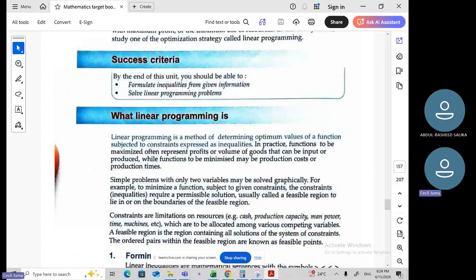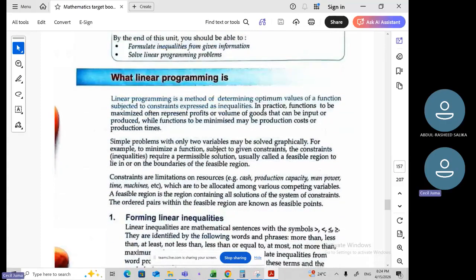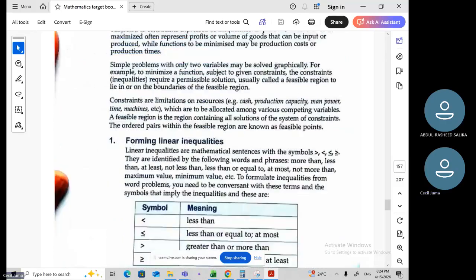So in practice, mostly when you want to optimize, you optimize profits, you can optimize the volume, you can optimize the space, you can optimize a number of things. In engineering optimization, you can optimize values that you want to use to achieve a certain goal. So for us to do well in this linear programming, we have to know how we can formulate linear inequalities.